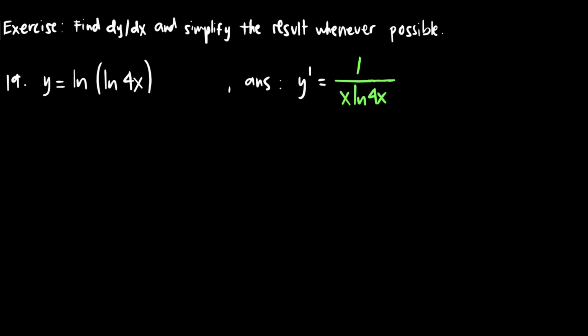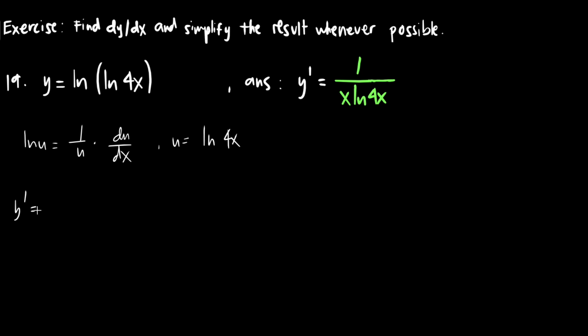Answer number 19. Find dy over dx and simplify the result. y is equal to ln of ln of 4x. We know that the derivative of ln u is equal to 1 over u times du over dx. So u here is equal to ln 4x.